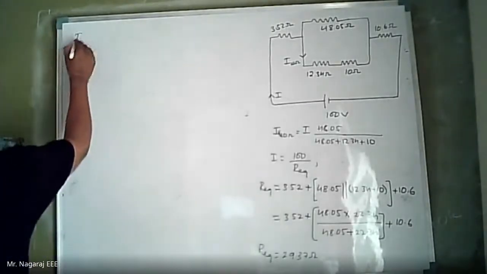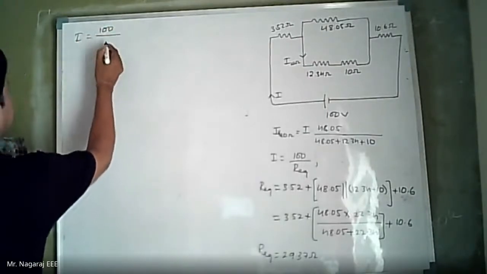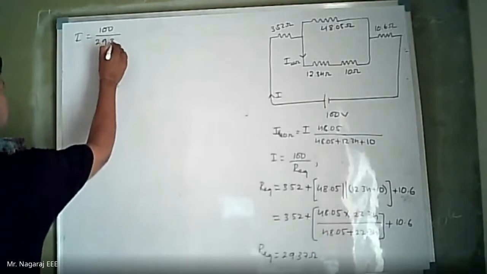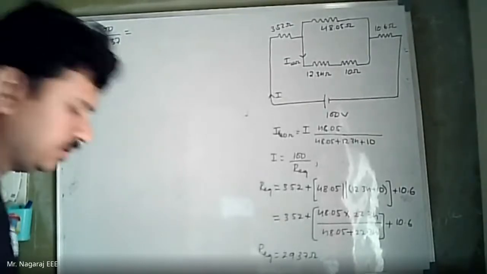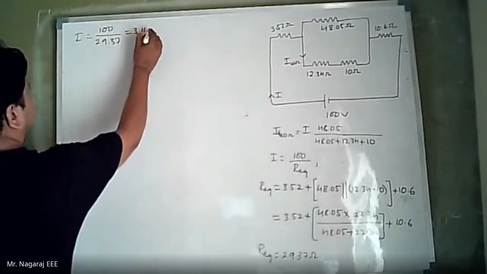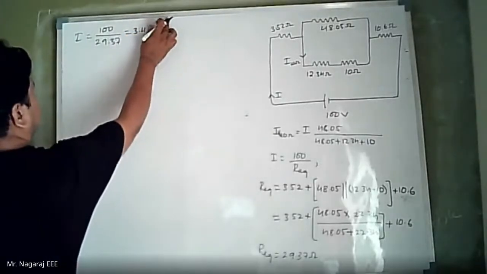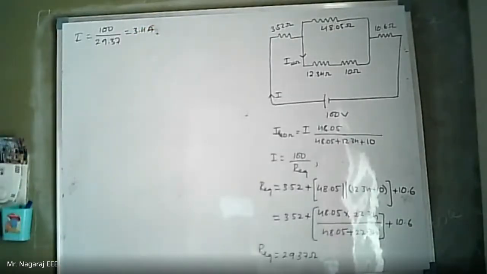So current I is equal to 100 divided by 29.37, which is 3.4 amps. This is the total current.